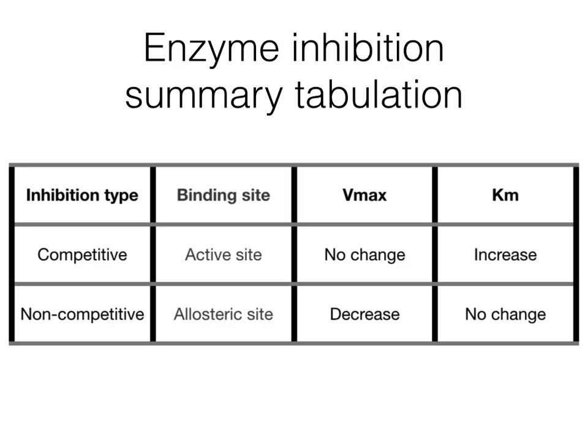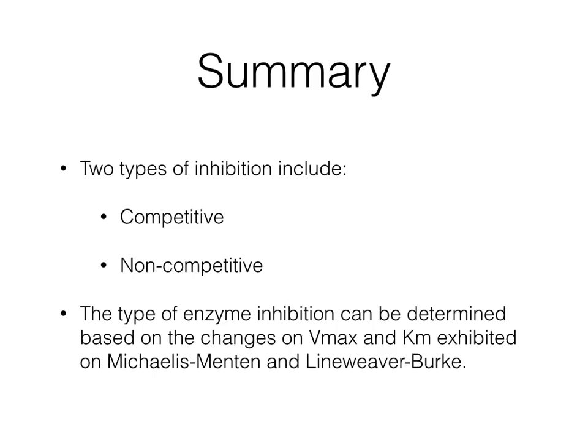So it can be summarized by this tabulation. In competitive inhibition, the inhibitor binds to the active site. There's no change in the Vmax, and the Km is apparently increased. On the other hand, in non-competitive inhibition, the inhibitor binds to the allosteric site, resulting in a reduction in Vmax, but the Km is unchanged. So in summary, there are two types of inhibition based on mechanism, competitive versus non-competitive, and the type of enzyme inhibition can be determined based on the changes in either Vmax and Km, which can be discerned on either Michaelis-Menten and Lineweaver-Burk graphs.